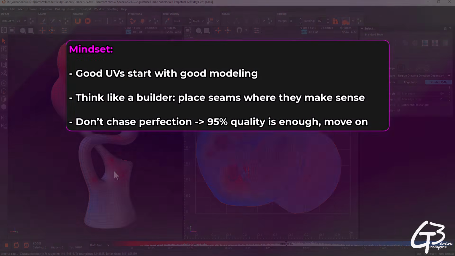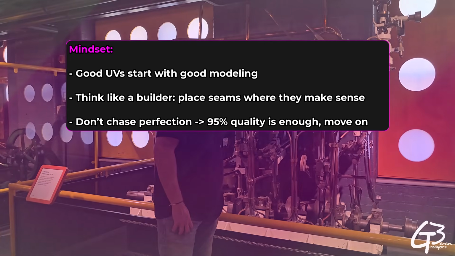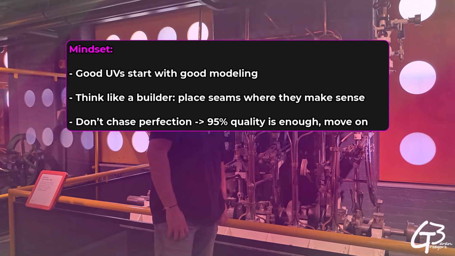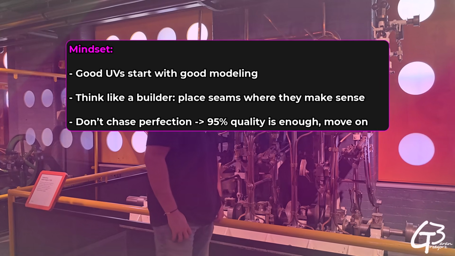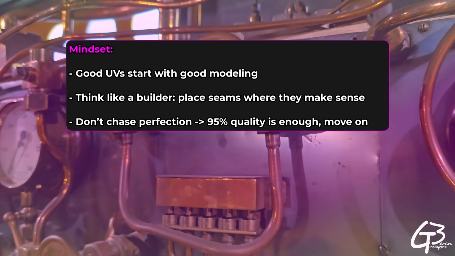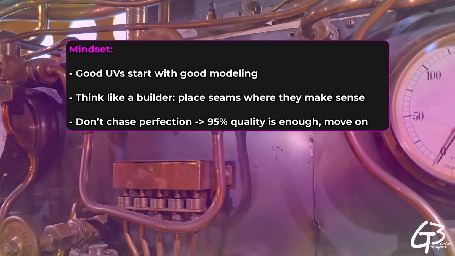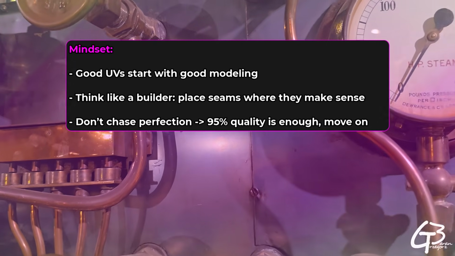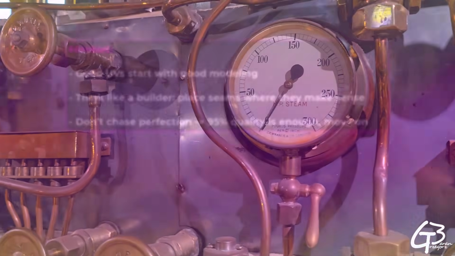Mindset matters. Good UVs start with good modeling. Think like a builder. How would this be made in the real world? This mindset helps you place seams where they make sense, visually and technically. And don't get stuck chasing the perfect unwrap. It doesn't exist. Aim for 95% quality, call it done, and move on.